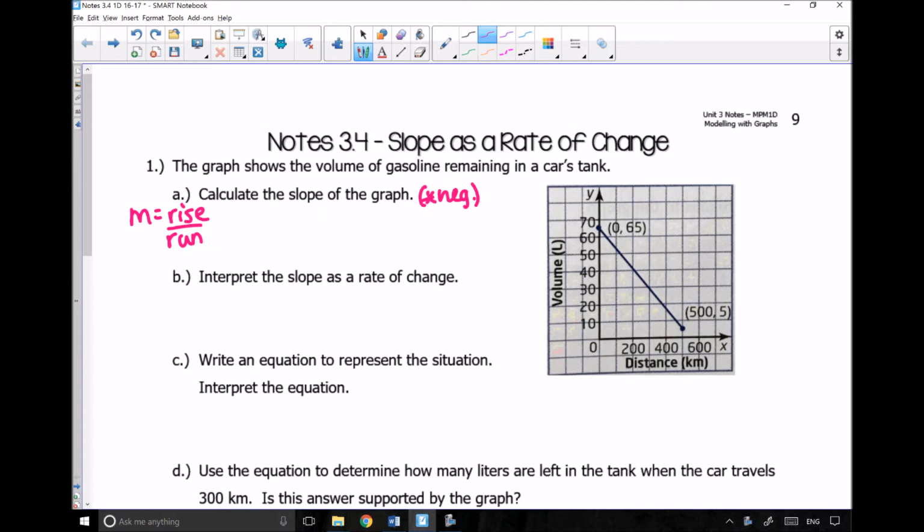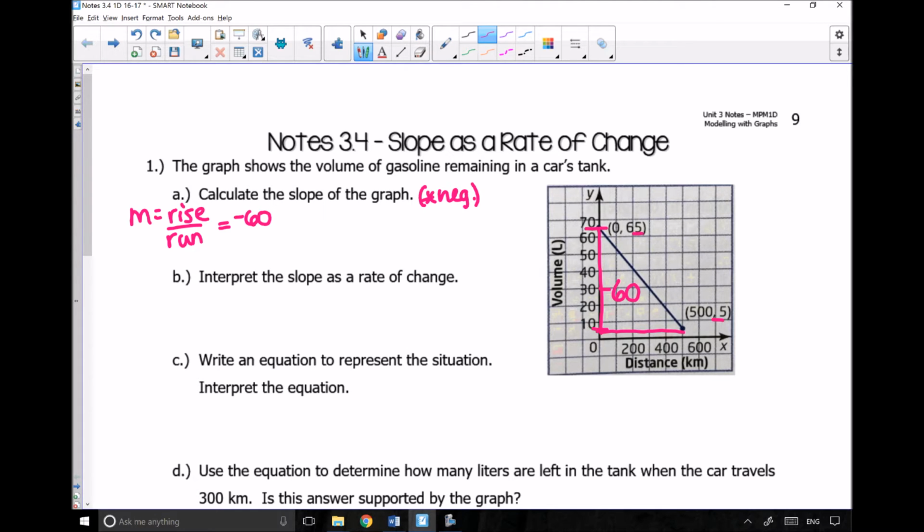So let's go ahead and figure out how much did this rise by? How much did it go down by? How much did it go over by? Now it started at 65 here and it ended at 5. So I know it went down. If this is 65 and it ended at 5, I know it went down by 60, so it's a negative 60. That's my rise.